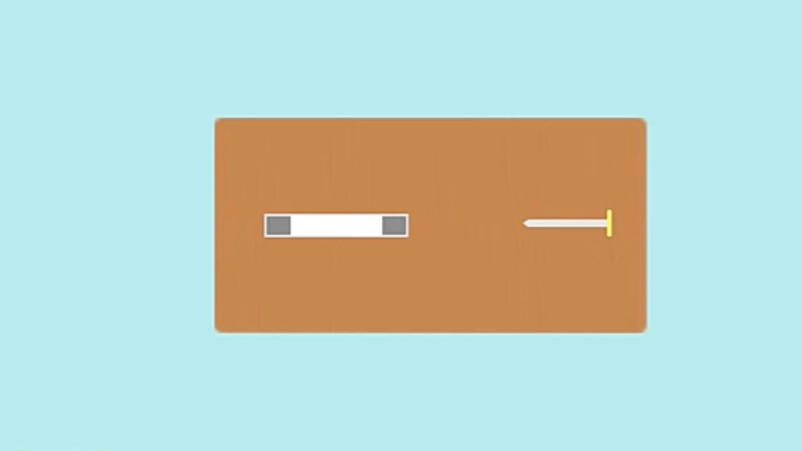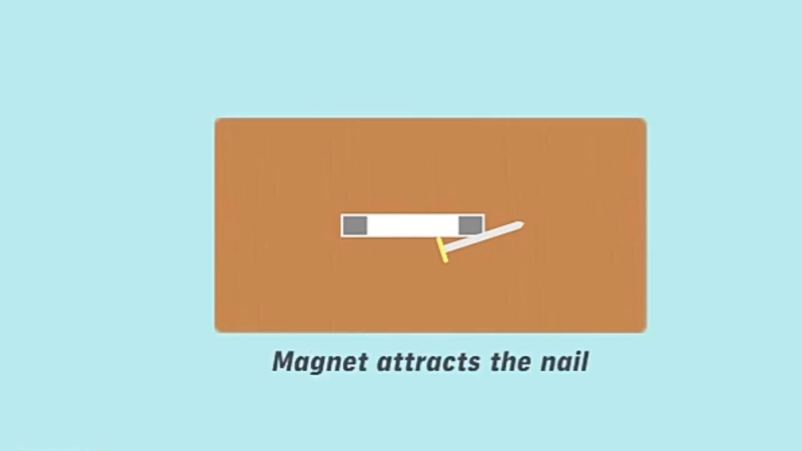Slowly, when the magnet is moved towards the nail without coming into contact, it attracts. It bends towards the bar magnet. The magnet did not touch the nail, but it attracted the nail without contact. Isn't it wonderful? What is that force which attracted the nail?